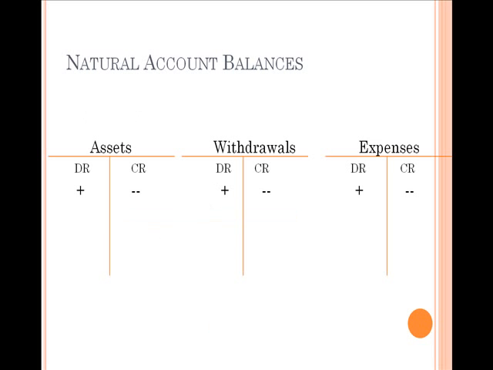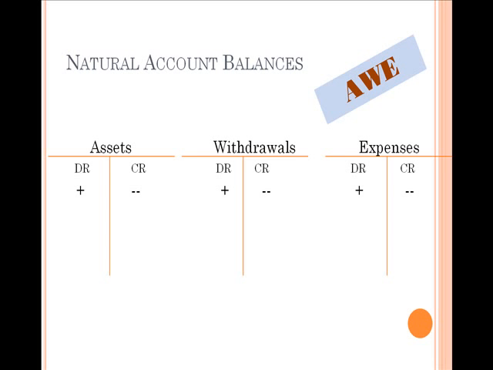Here are the rules for the natural account balances for some accounts. For purposes of this class, these are the only ones you're going to need to know that are natural debits: assets, withdrawals, and expenses. You see that there's a plus sign on the debit side of each of these accounts. That means if we increase that account, it's going to be a debit. Remember we said cash was an asset. If cash increases, that's a debit. If cash decreases, it's a credit. The same thing works for withdrawals. If you take money out of your account, that's a debit to your withdrawals account. If your expenses increase, those accounts are going to be debited, and the opposite is true if they decrease.